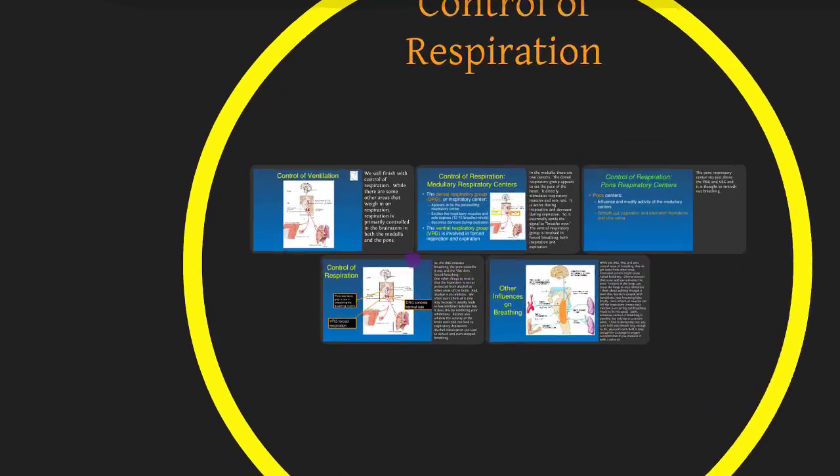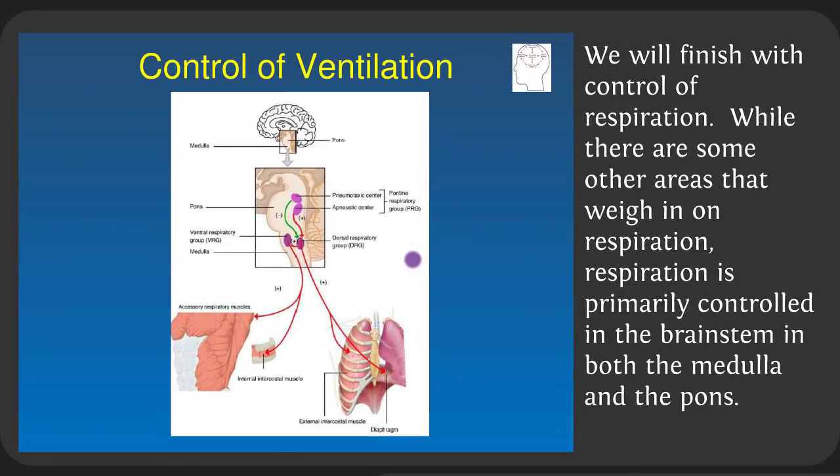Last up then is control of respiration. So we'll finish by talking about that. While there are some cortical areas that weigh in on respiration, it's primarily controlled in the brainstem, both in the medulla down here and also in the pons up here.